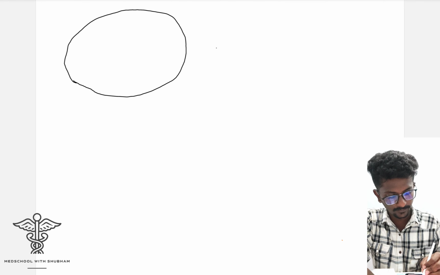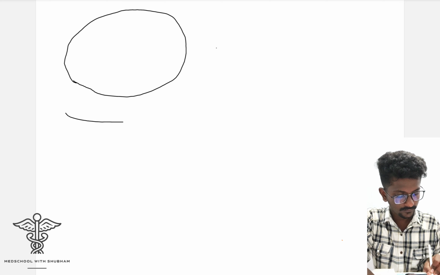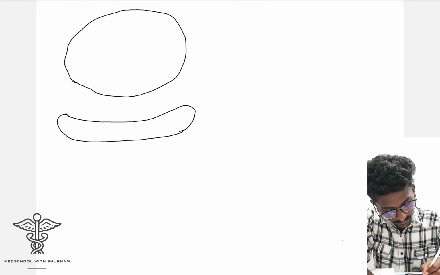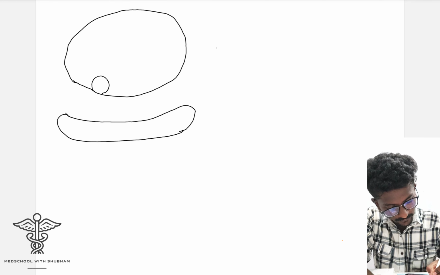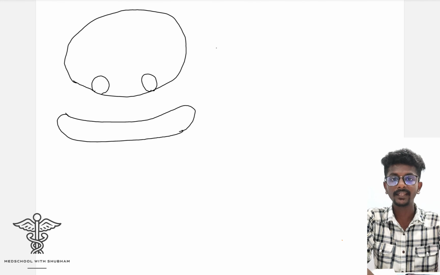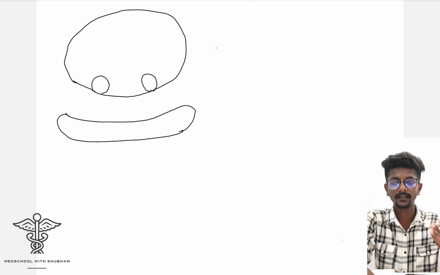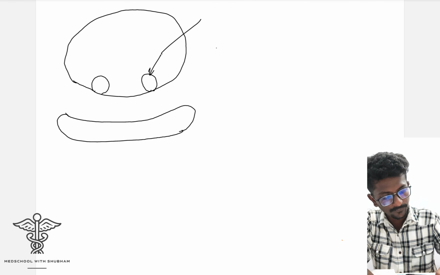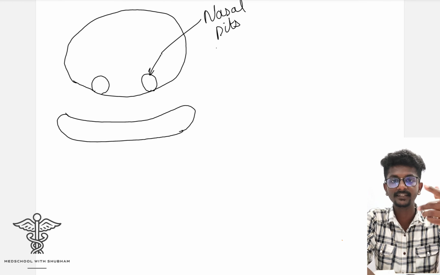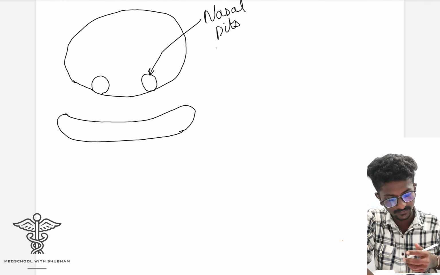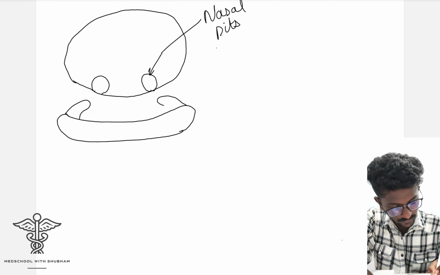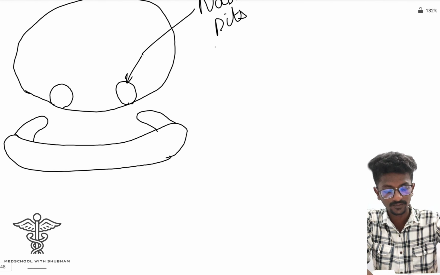This is the frontonasal process. This is the mandibular process. Now over here, the nasal placodes have migrated and become more developed, so we will now call these nasal pits. First we had the nasal placodes, now we have the nasal pits, and further, this maxillary process will be growing even deeper, even further.